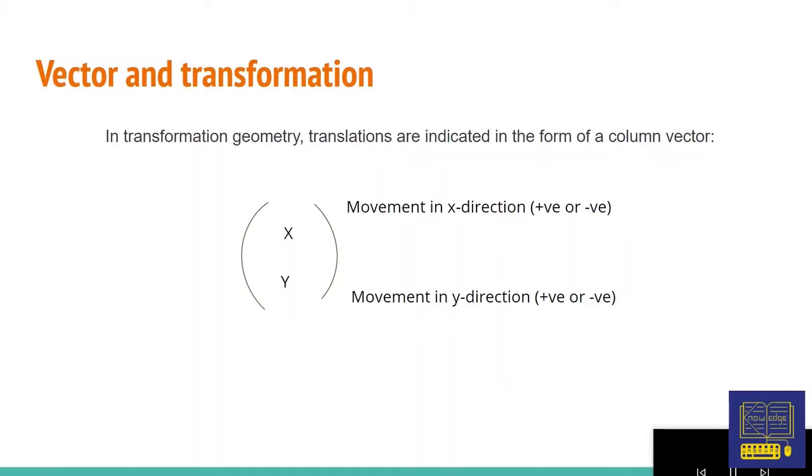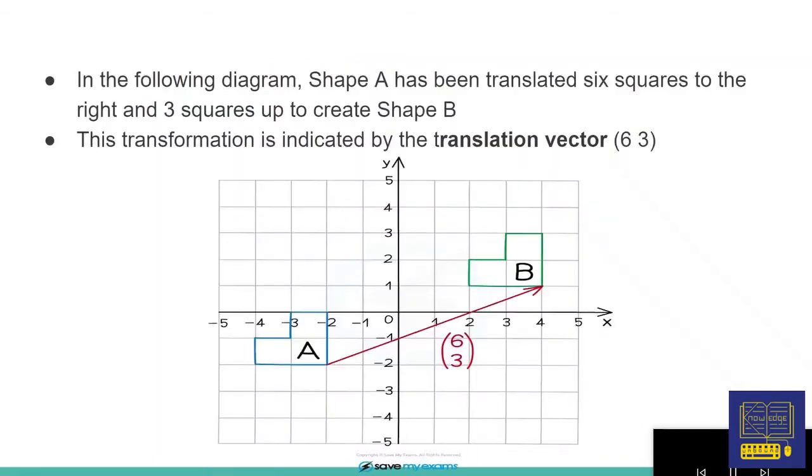Next, vectors and transformations. In transformation geometry, translations are indicated in the form of a column vector, with the upper part indicating movement in the x direction, which can be either positive or negative, and the lower part showing movement in the y direction, which can also be either positive or negative. In the following diagram, shape A has been translated 6 squares to the right and 3 squares up to create shape B. This transformation is indicated by the translation vector (6, 3).